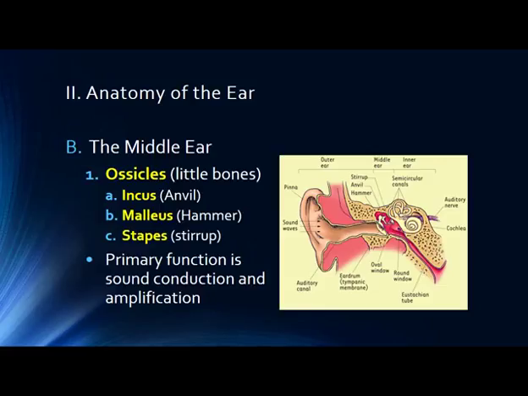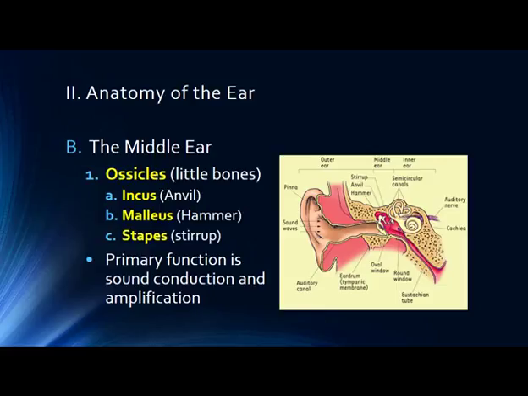They actually function as levers. So you should probably know from physics that when you have a lever, you increase the amount of force at the other end of the lever, right? Which is why people use pry bars and that sort of thing. Well, that's what's happening with these little bones. They physically increase the amount of force going from the tympanic membrane into the cochlea. They're like a force multiplier.